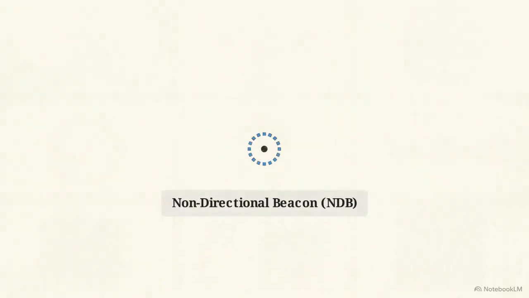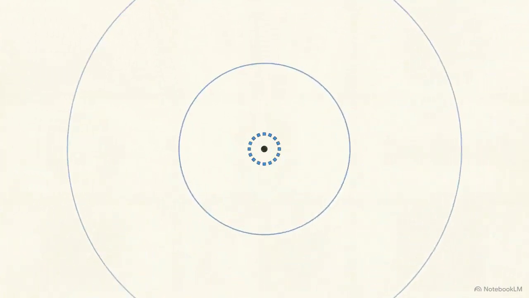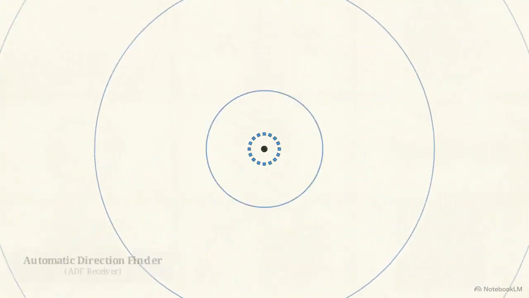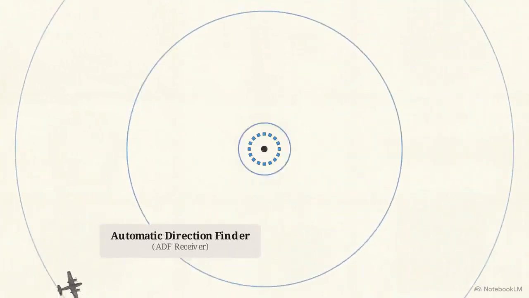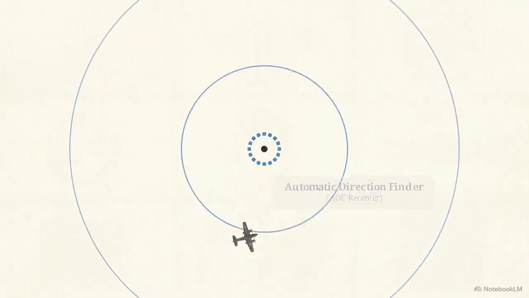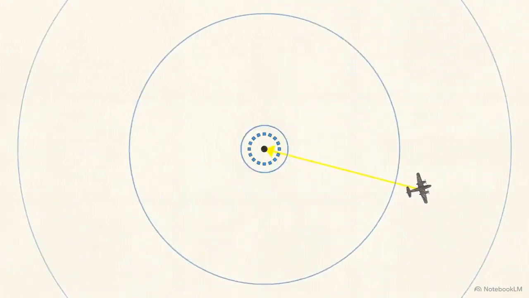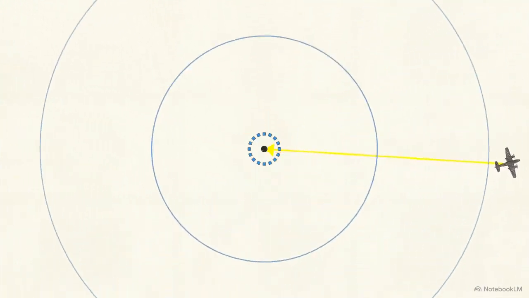The non-directional beacon, or NDB, is a ground-based radio transmitter. Unlike a VOR, an NDB does not broadcast specific radials. It emits a uniform omnidirectional signal in every direction. The Automatic Direction Finder, or ADF, is the specific receiver equipment located inside the aircraft. This hardware dictates one absolute rule. The ADF needle only ever points directly at the NDB station.